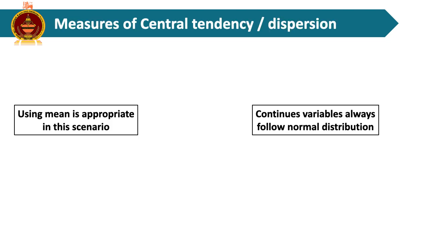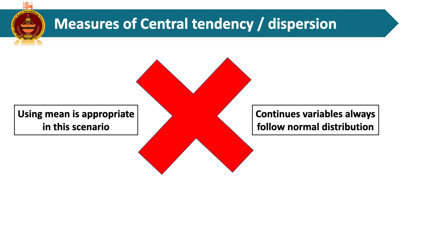This question is related to measures of central tendency and dispersion. The question is whether using mean to summarize the variable rainfall is appropriate in this scenario. Some of the students are of the understanding that continuous variables always follow a normal distribution. All continuous variables do not follow a normal distribution.